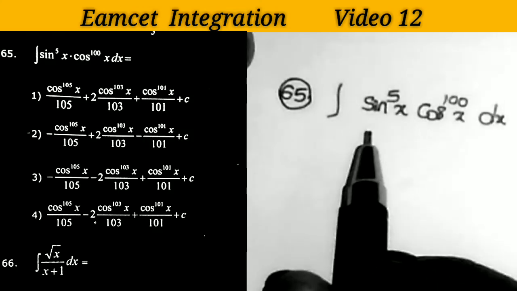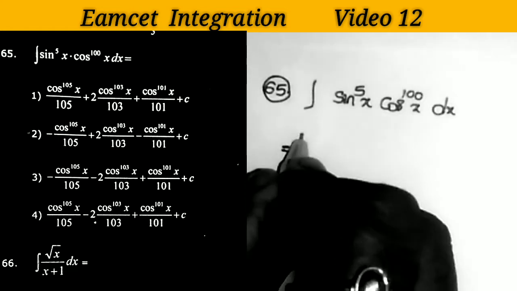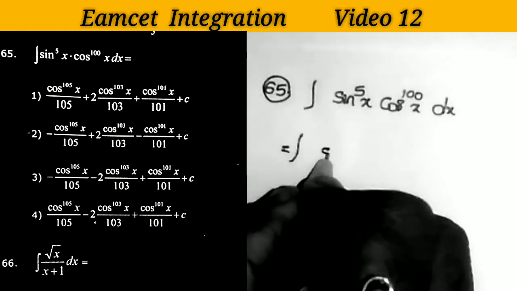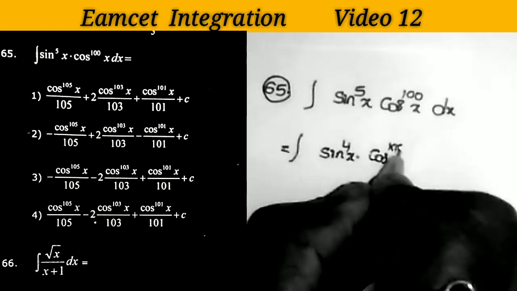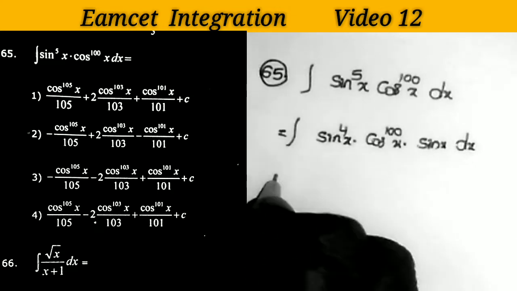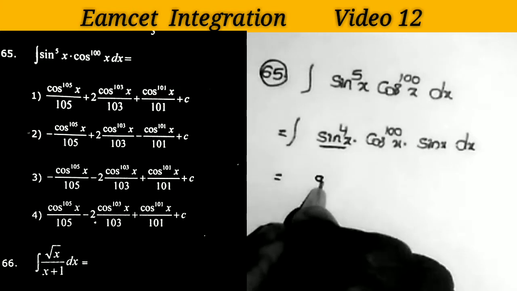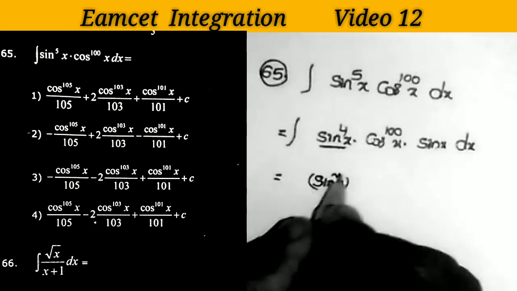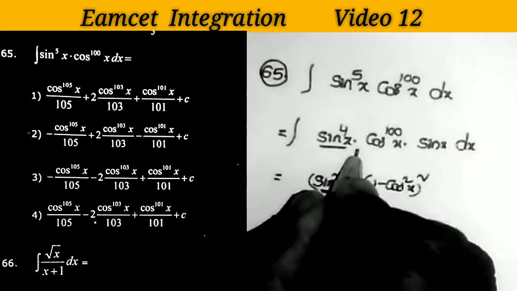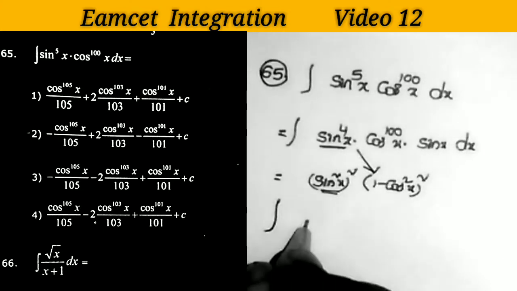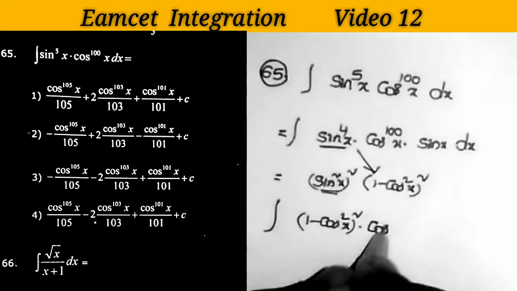This is sum number 65. The question is integral sin power 5x into cos power 100x into dx. Now this is equal to the integral of sin power 4x into cos power 100x into sin x dx. Sin power 5x is equal to sin power 4x into sin x, and this is equal to sin square whole square. What is sin square? Sin square is equal to 1 minus cos square x. So the question becomes integral of 1 minus cos square x whole square into cos power 100x into sin x dx.